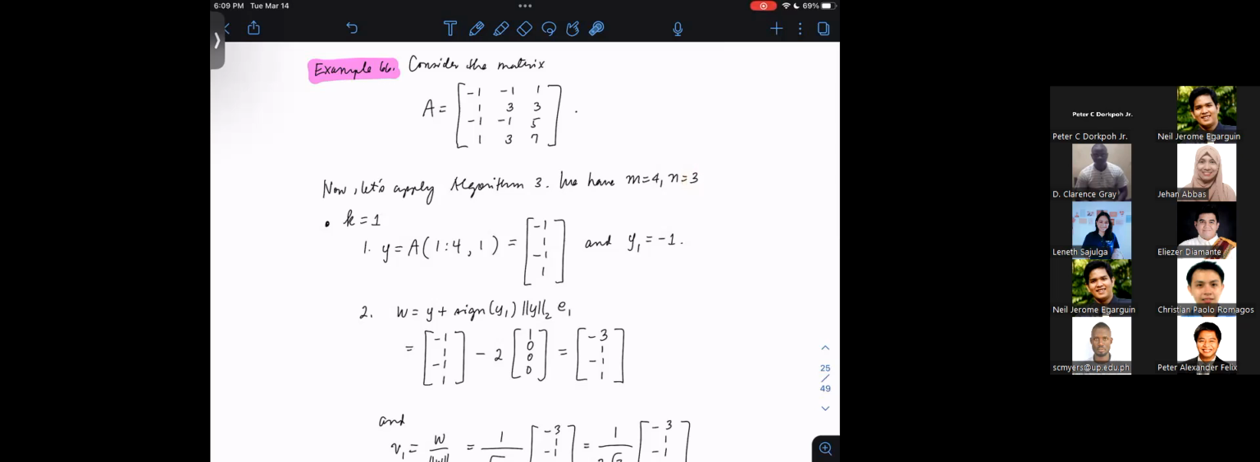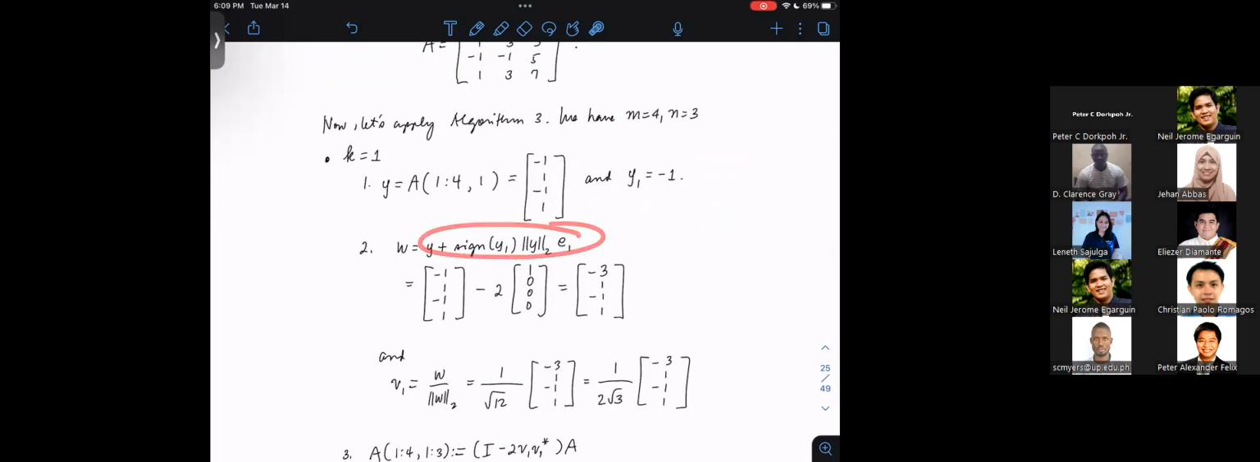When k equals 1, the first step, you form the vector y. The vector y will be a truncation of the matrix A, from the first to the fourth row, but you'll use the first column. So that means first column, first to the fourth row. There we go. That's my vector y. The first entry will be our y sub 1. Okay? Easy, right? Number 2, we compute two vectors, w and v sub 1.